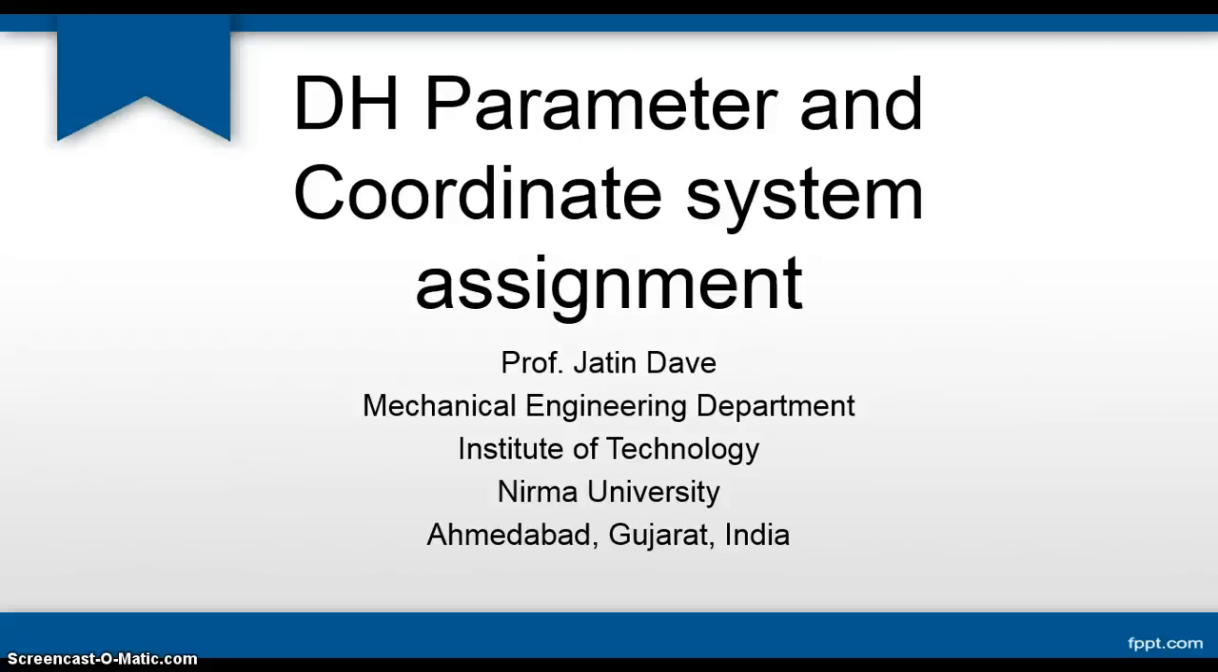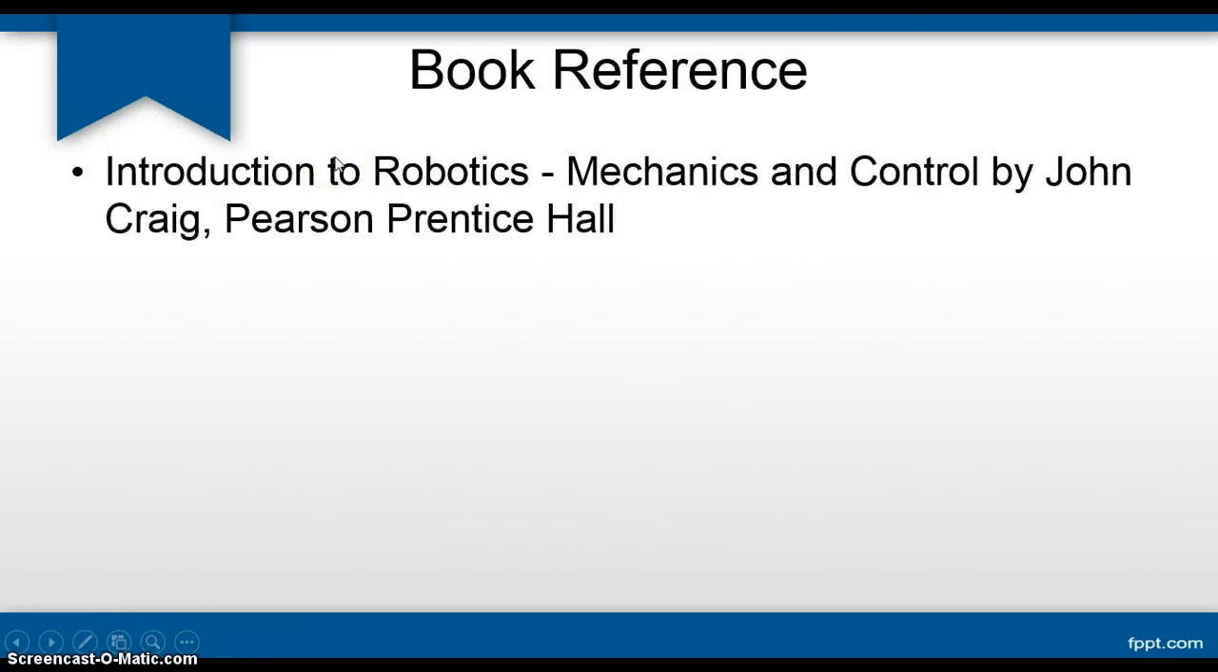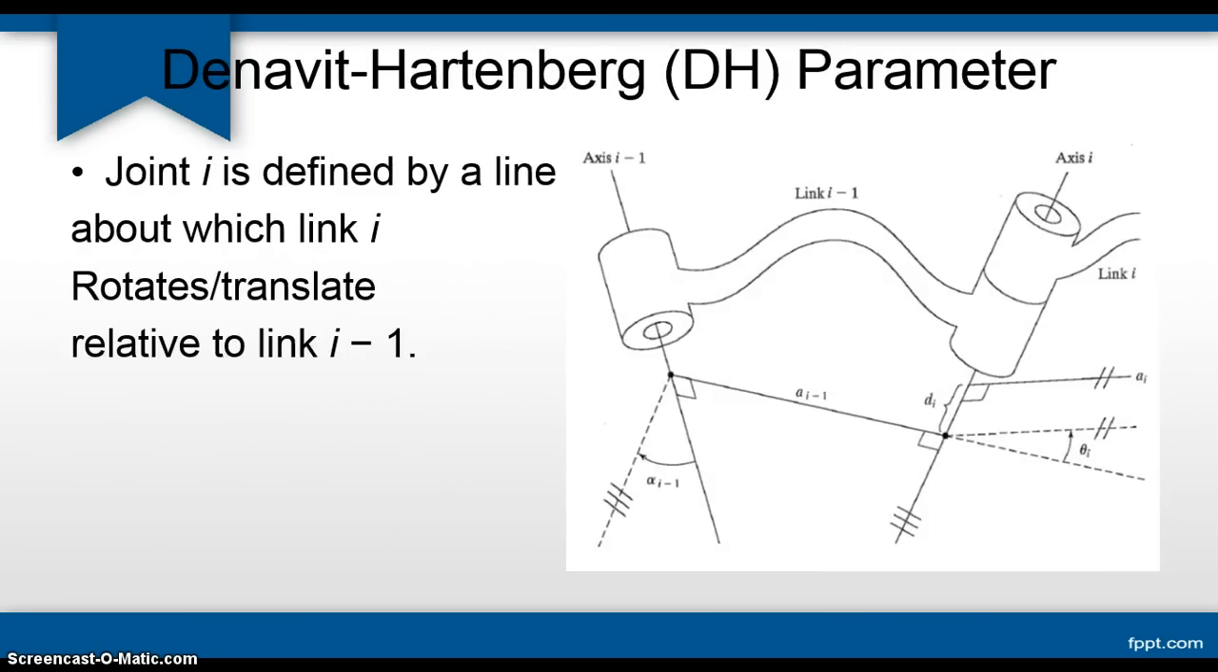Hello students, in this session we will go through understanding of DH parameter and how to assign coordinate system to robotic joint. You can refer to this topic from the book Introduction to Robotics, Mechanics and Control by John Craig. Now the robotic joints are related by Denavit and Hartenberg parameters, which are called shortly as DH parameters.